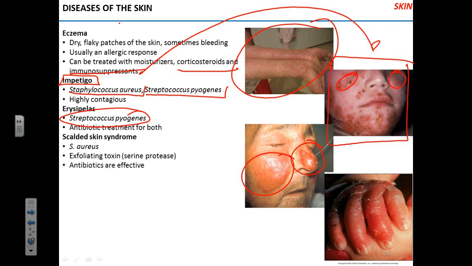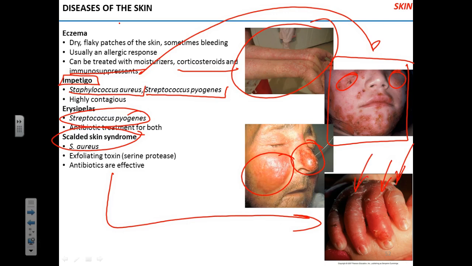Now, the condition that looks a little scarier is scalded skin syndrome, caused by Staphylococcus aureus. In this case, the epidermal layer of the skin, you can see this in the picture, starts to slough off. This condition is fairly common in newborns and can be treated with antibiotics quite effectively. The main complication of scalded skin syndrome is secondary infections. When the dermis becomes exposed, the risk of infection of the dermis and subcutaneous tissue is much higher.